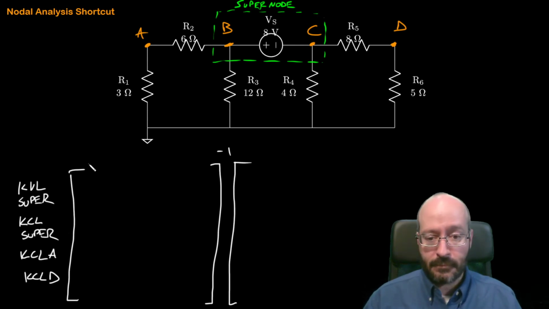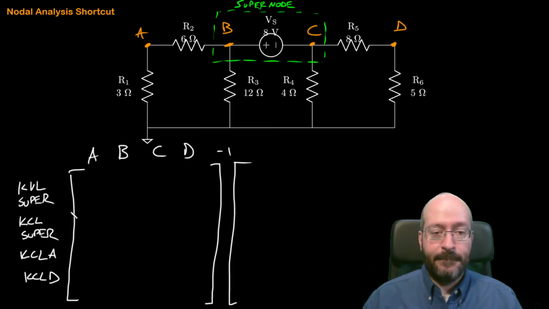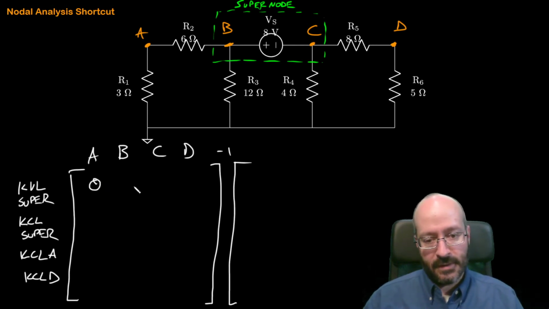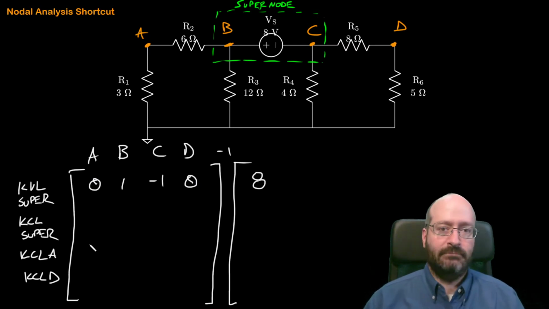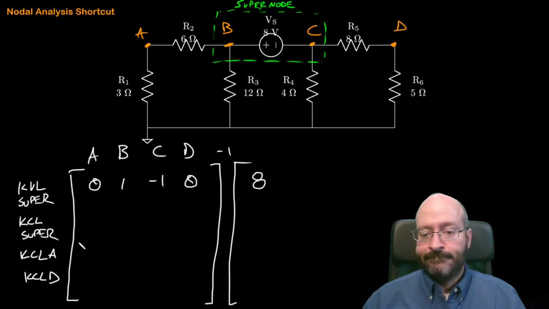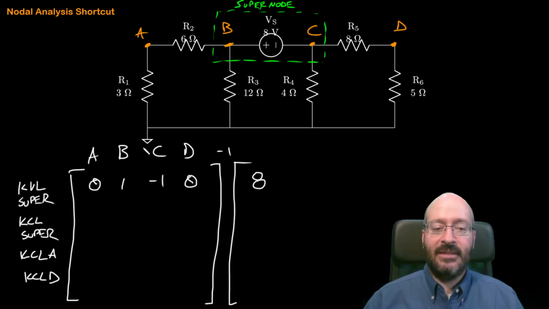Okay. A, B, C, D. KVL for the supernode. Okay, so this one, A is not connected to it. B is on the positive side, so that gets +1. C is on the negative side, so it gets -1. And everything else gets 0. And the right-hand side is simply 8. That's it.